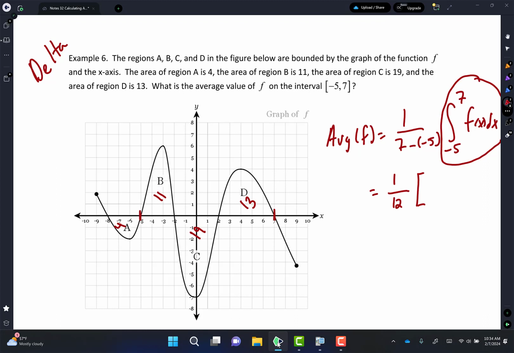So let's see. I'm going from -5 to 7, so I'm counting the right way. From -5 to -2, it's 11, so I'm going to put 11. Plus, from -2 to 2, it is 19, but positive or negative?